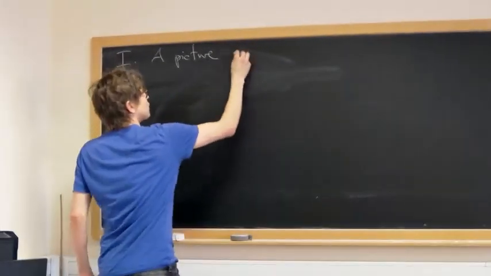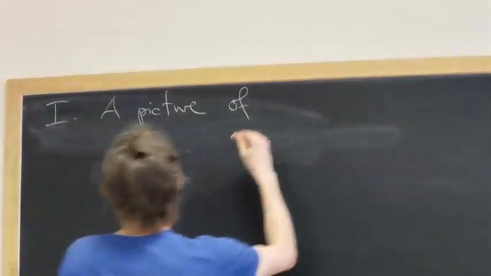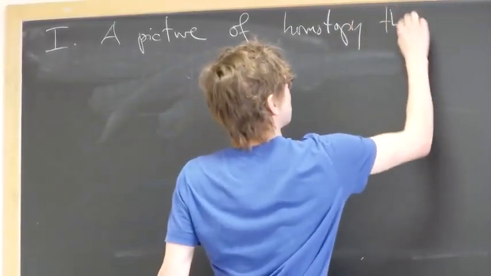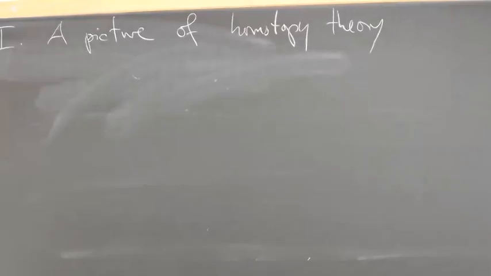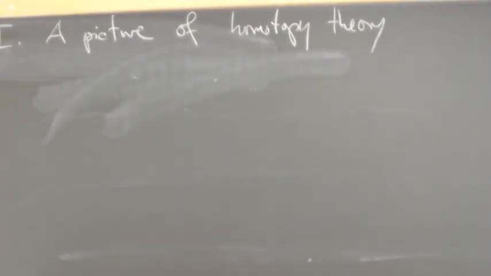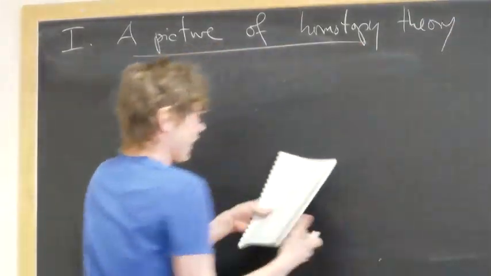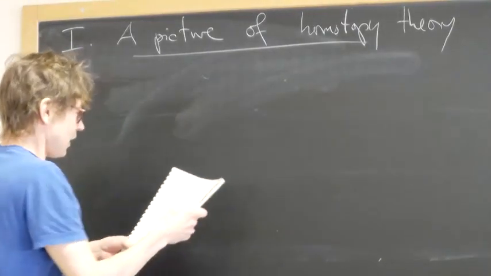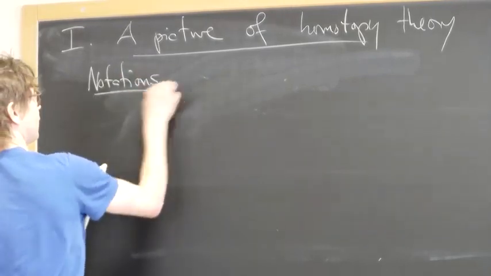So let's start with the picture of homotopy theory, a certain hexagon that will haunt you through the second half of the course. Possible complaints are also that you cannot read my handwriting, but you don't get a prize for that. Can you read it? Yes. Okay, so my picture of homotopy theory is this. Let's start with some notations.